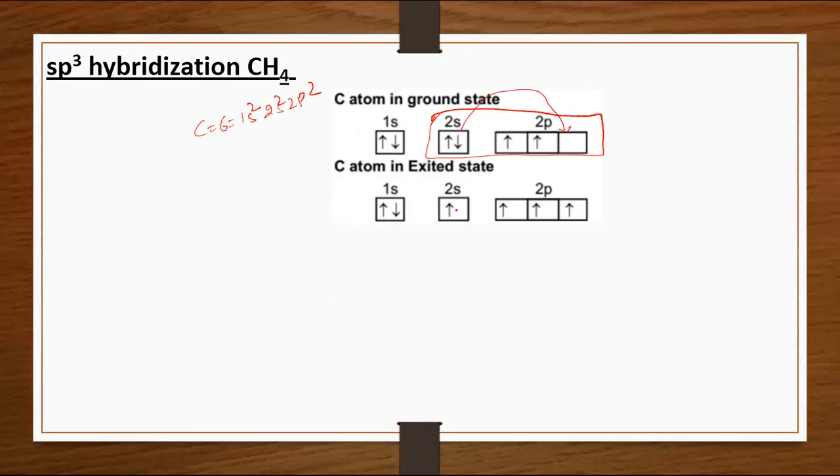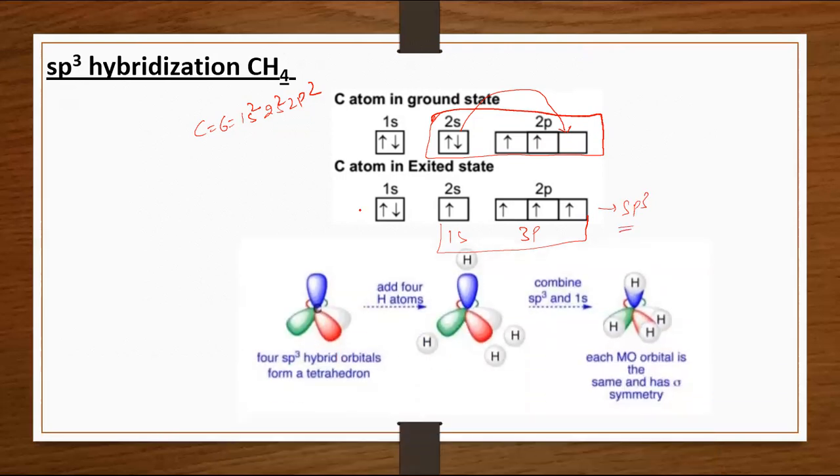Now we can observe there is involvement of one s and three p orbitals to give rise to sp3 hybridization. These sp3 hybridized orbitals arrange themselves in a tetrahedron shape. When hydrogen atoms combine, they will form the CH4 molecule.